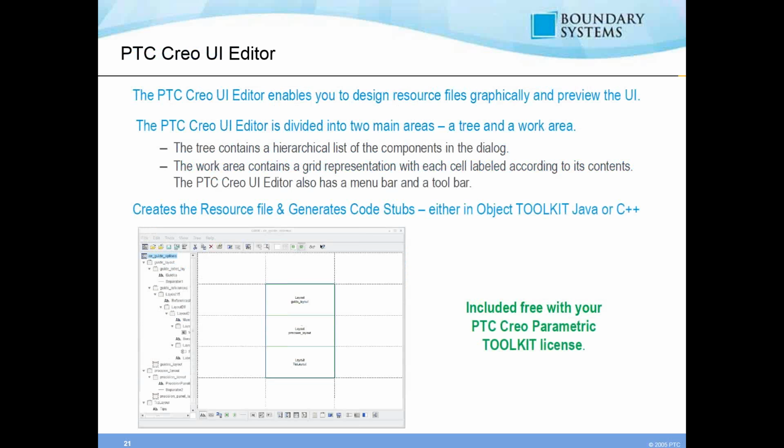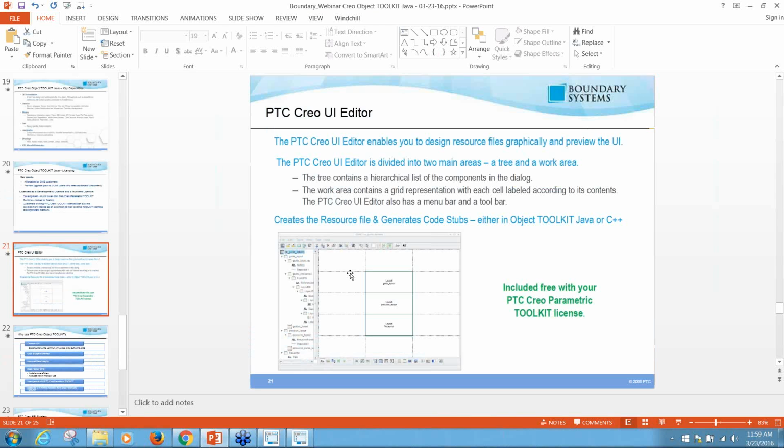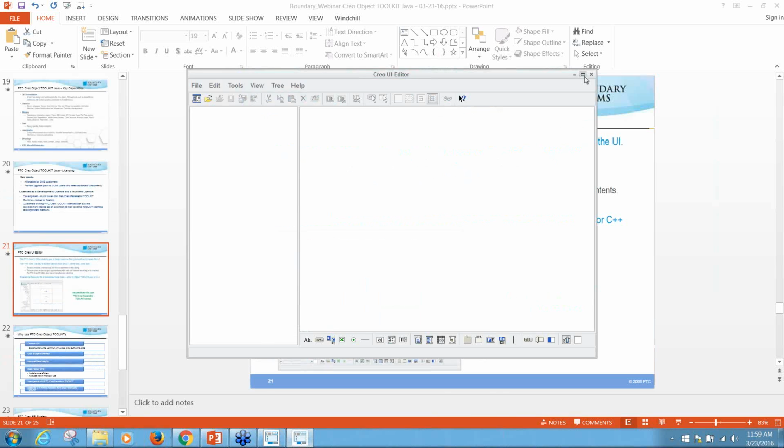And again, the other new thing in Creo 3.0, along with the introduction of the Object Toolkit Java, is the introduction of the Creo user interface editor. This allows you to basically use a graphical user interface to lay out new dialog boxes and to add options into your menus and things like that. It's actually included free with your PTC Creo Parametric Toolkit license. So if you have a toolkit license or Object Toolkit Java or Object Toolkit C++, this is included with that. And I can actually show you what this looks like here.